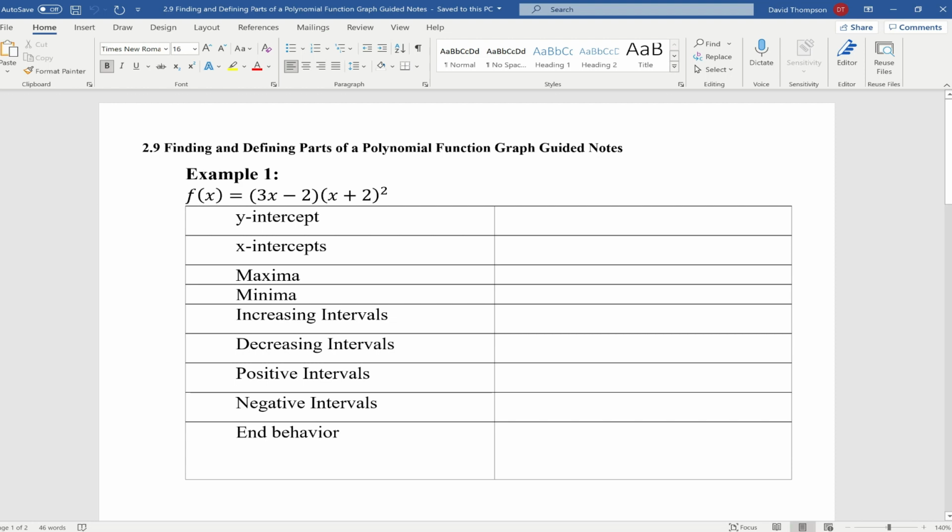In this video, we're going to talk about finding and defining parts of a polynomial function graph. So we're going to be finding y-intercepts, x-intercepts, maximum, minima, increasing intervals, decreasing intervals, positive intervals, negative intervals, and defining the end behavior. So our first example, we're given the function f of x equals (3x minus 2)(x plus 2) squared. So to find all these parts of the graph, we're going to be using Desmos.